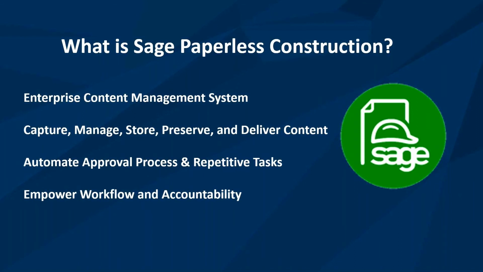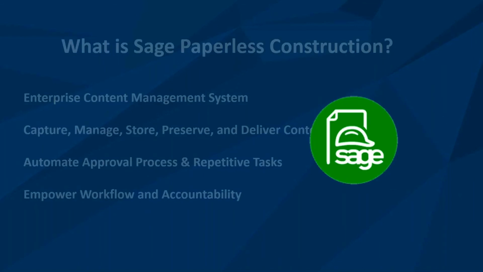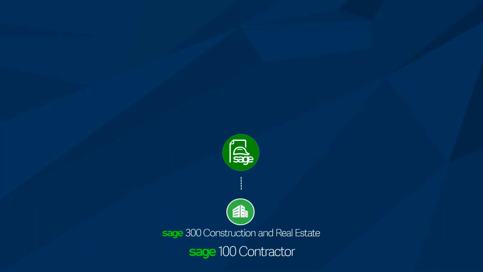And so what you see here on the middle of this slide is your Sage Paperless Construction system. Now, whether you guys are a 300 CRE customer or a 100 contractor customer, it will integrate with your ERP solution.